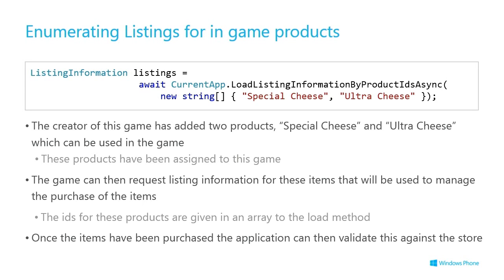So the app can then verify whether the user has already purchased the items by checking against its own data, which may be implemented locally or more likely on a server. For those that the user can purchase, you can display details on the screen using data from this listing information object. So this is where you're figuring out what products are available and showing it on the screen.